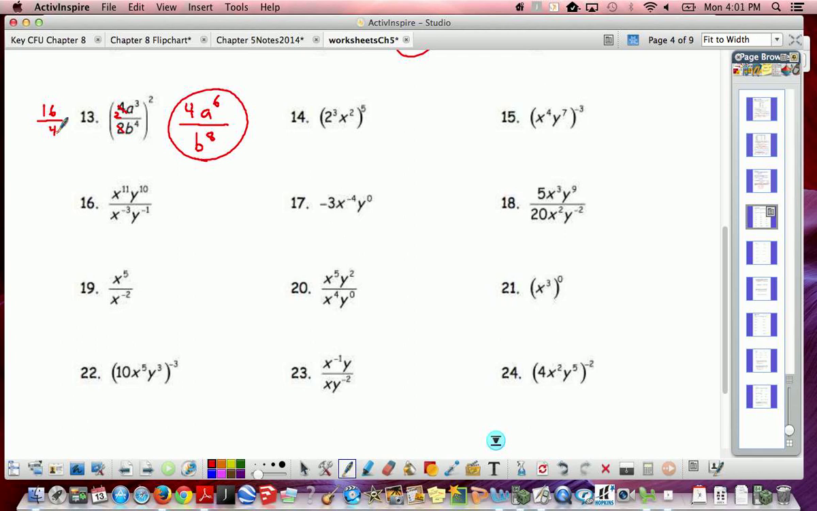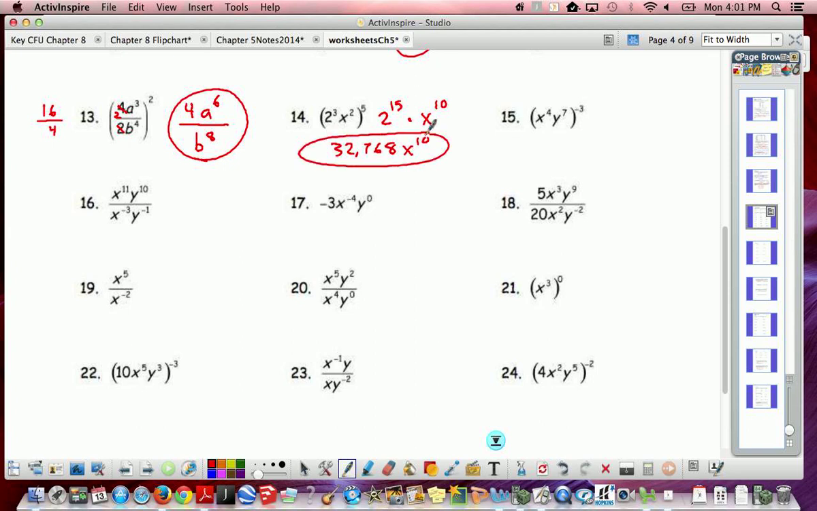Number 14, you got to take everything to the 5th power. So this ends up being 2 to the 15th times x to the 10th. 2 to the 15th, well, now we're starting to get a little bit bigger, 32,768 x to the 10th.